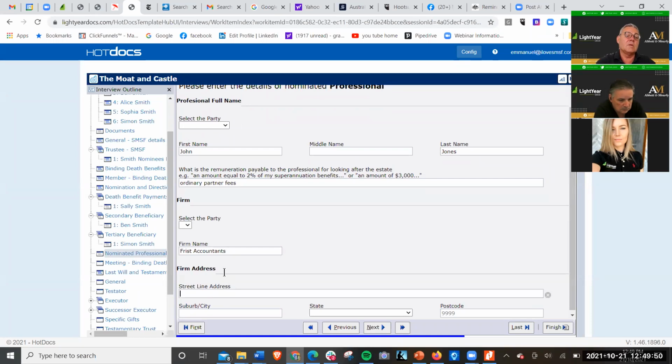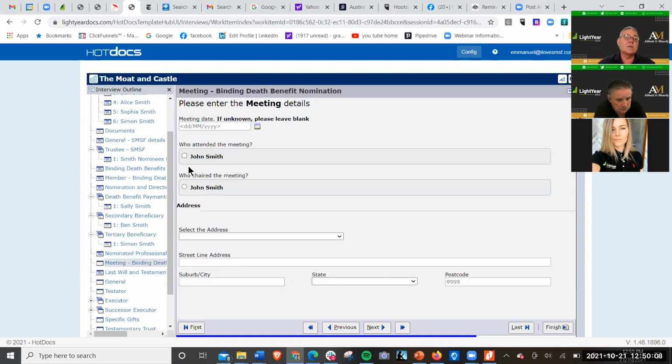And then the importance of doing this is that this is a contract that is binding on the trustee of the self-managed super fund. So if they decide to get rid of you, then they're still required to pay fees for you. So that's pretty important. Where is the meeting? We've got John, and then we just pick his home address is where the meeting is. So that is your SMSF will there.